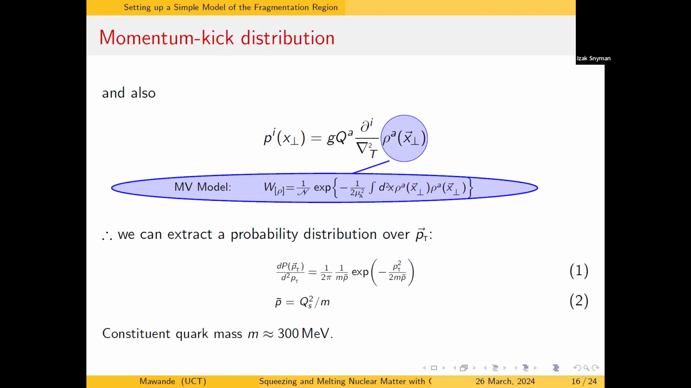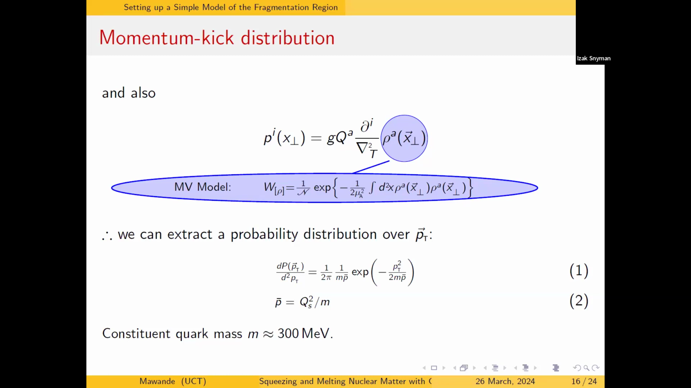If we extract these charge distributions from some Gaussian distribution, this is the so-called MV model, the McLerran-Venugopalan model. All that to say that you can translate these into a probability distribution, right? So you bring your sheet of color glass in there, you're going to get a certain momentum kick for your particle that is at rest, and this is the probability distribution that you get.